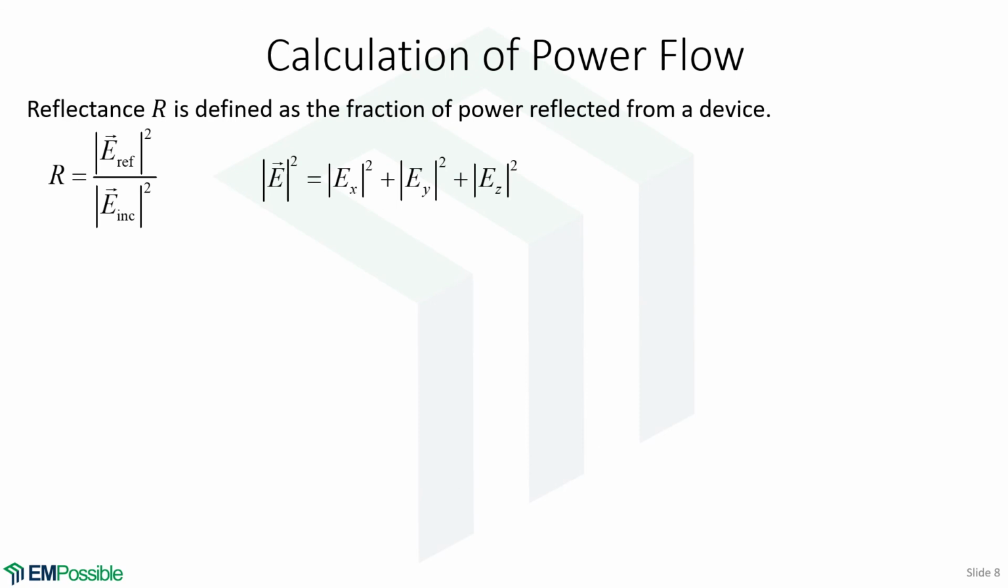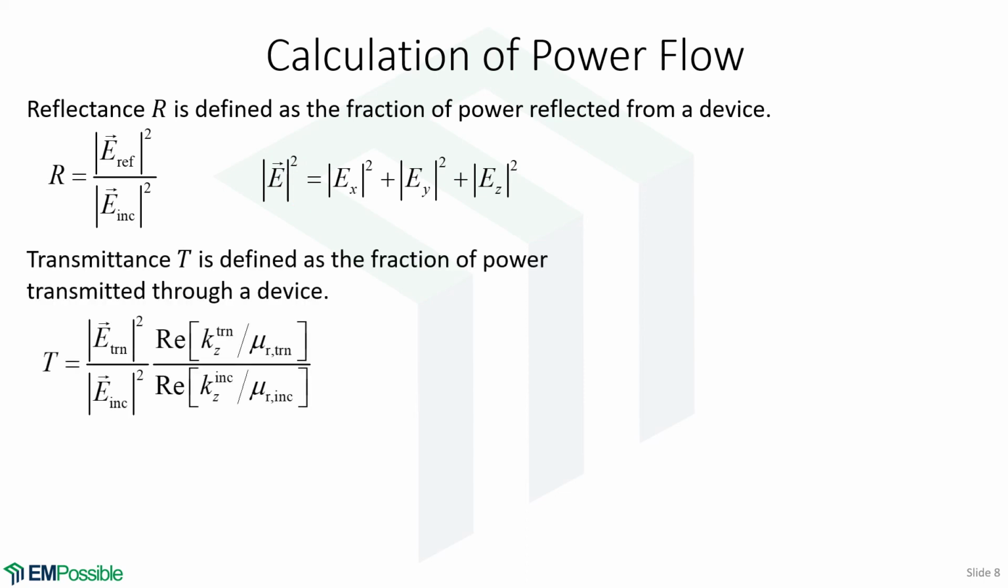So reflectance. Reflectance is the fraction of power reflected from the device. Since we're talking about power, that's why we have the magnitude squared of the electric fields. Reflected power divided by incident power gives us our reflectance, the fraction of power reflected. And since we have the x, y, and z components on both sides of the interface and our applied wave, we're in a very good position to calculate the magnitude of the electric field wherever we want it.